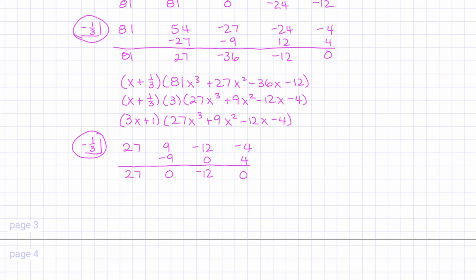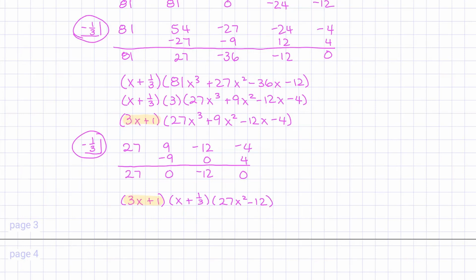So now we know we still have the 3x plus 1 from before. So don't forget about that. That's important. But now I have an x plus 1/3 and a 27x squared minus 12 for my other factor.